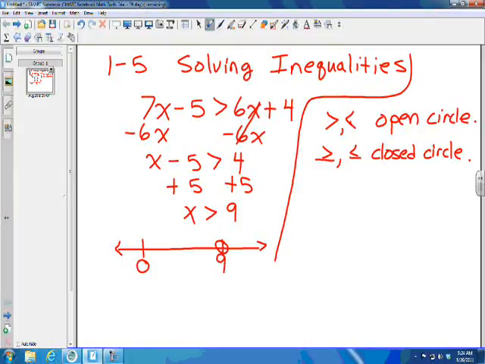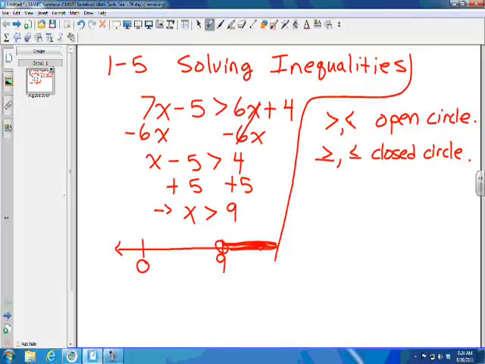Now, if you've got the variable on the left side like we do here, then you can shade whichever way the inequality is pointing. That's an easy way to remember. Or you can just know which way is greater than 9. Greater than 9 would be this way, or the way the arrow is pointing. Don't use that rule as far as the arrow if the variable's not on the left. Okay, it doesn't work there.